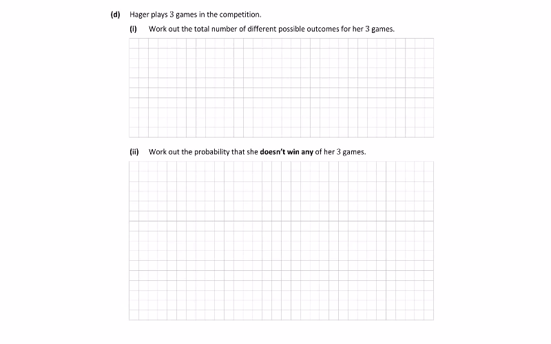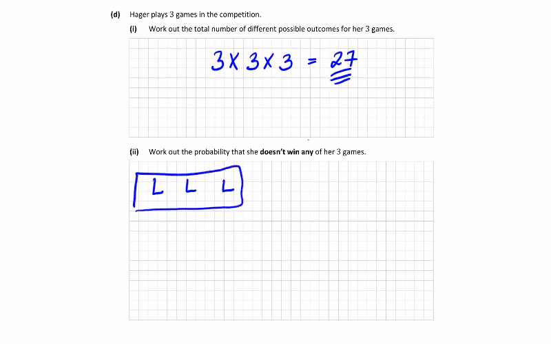Again, following on with that trend, Hager plays 3 games, so there's 3 outcomes. We've seen this already, 3 outcomes and 3 outcomes, or 3 to the power of 3. There are 27 different outcomes for her first 3 games. And the probability she doesn't win any of her first 3 games, so that will be loss, loss, loss, if she doesn't win any of her first 3 games. So that's 1 probability out of a total of 27.